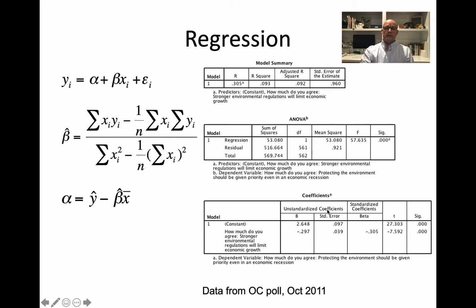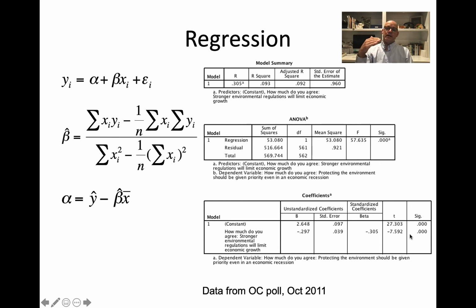If you increase this variable here by 1 unit, how much do you agree stronger environmental regulations limit economic growth? So as we more firmly believe that environmental regulations limit growth, it is related to a negative, a reduction in this answer by 0.297. So moving 1 unit on that changes the dependent variable by negative 0.297. So they agree less about prioritizing the environment. And we look over here, that's statistically significant.